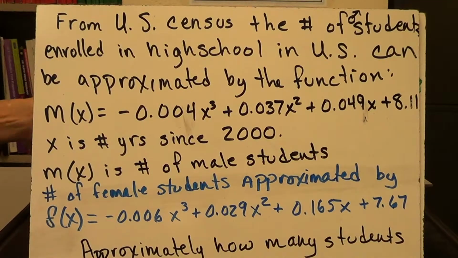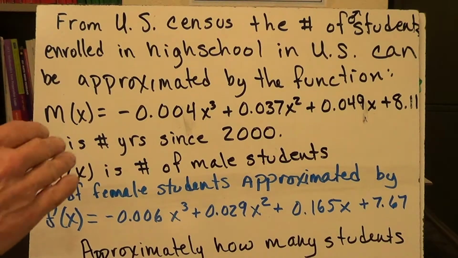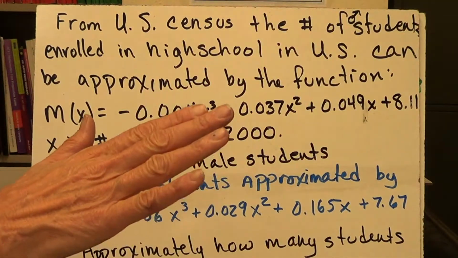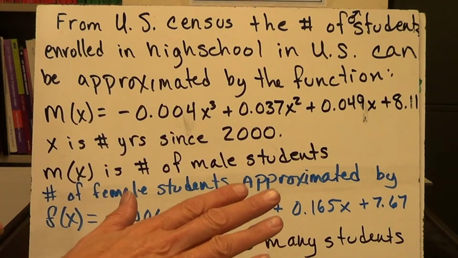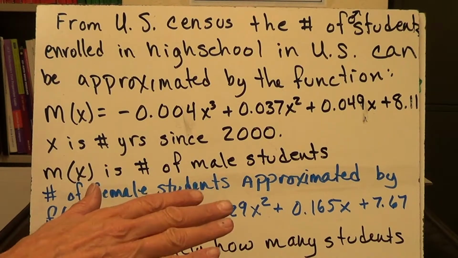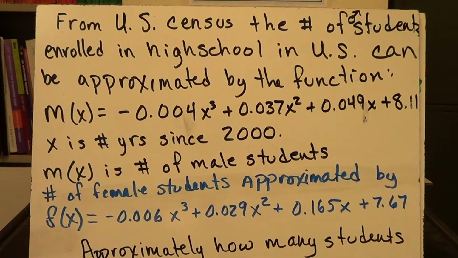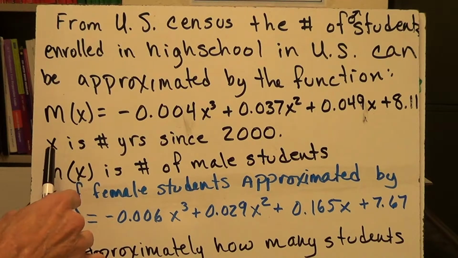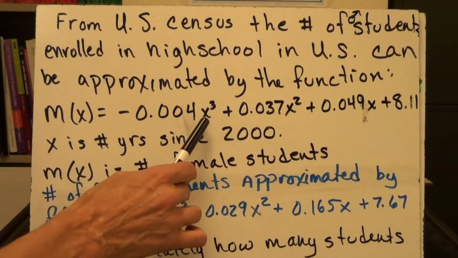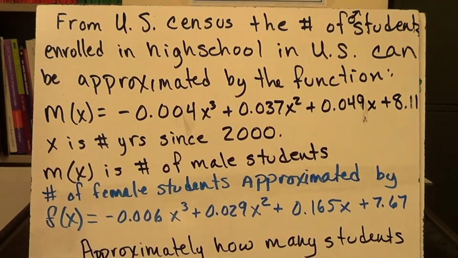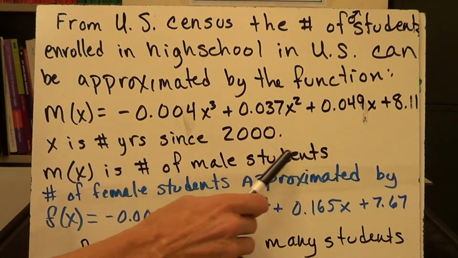Okay, we have a word problem in this one from the U.S. Census. The number of male high school students enrolled in high school in the U.S. can be approximated by the function. Now, the way they got that is they took data on it, they entered it into their calculator, and then they did a regressive formula. So that's how they got that. X is the number of years since 2000. So that's how they get the X. And M of x is the number of male students.